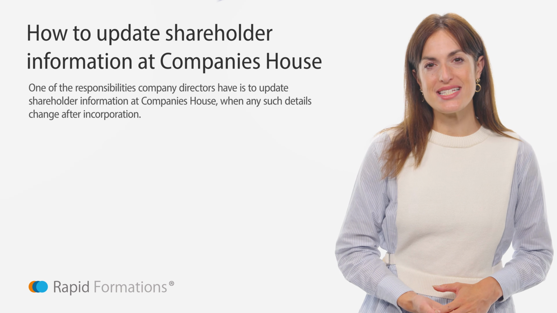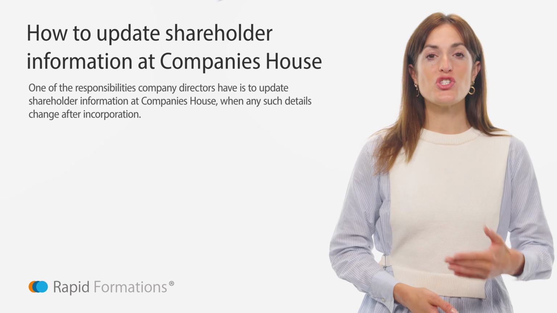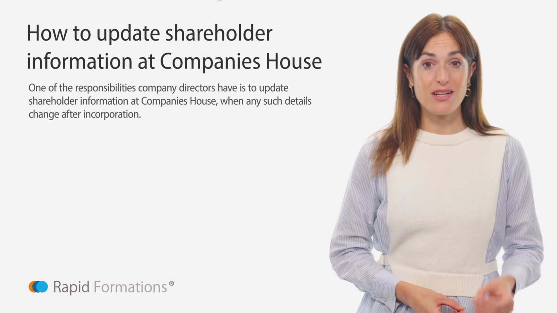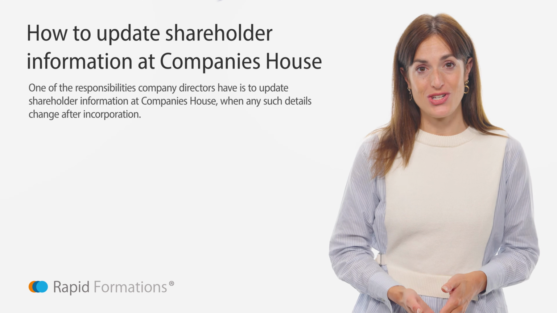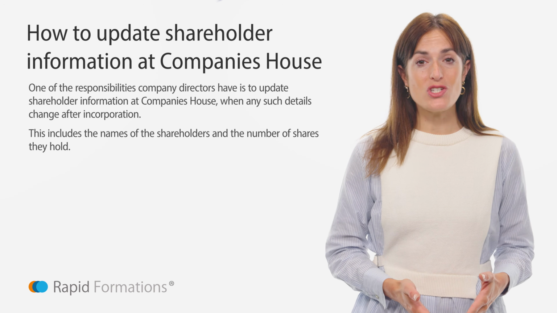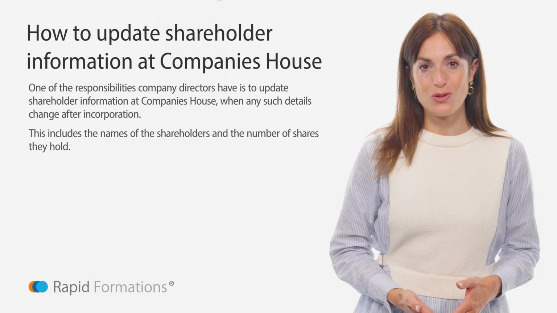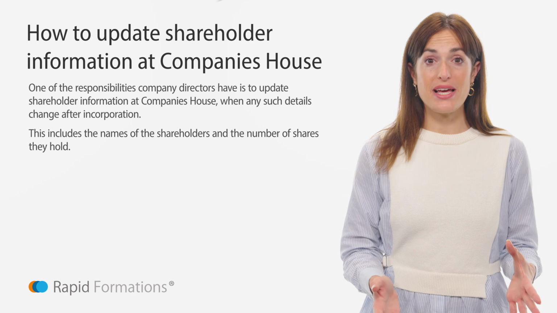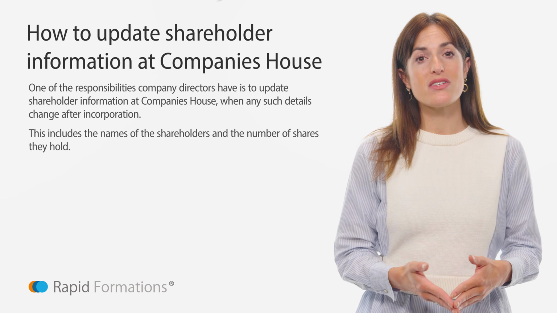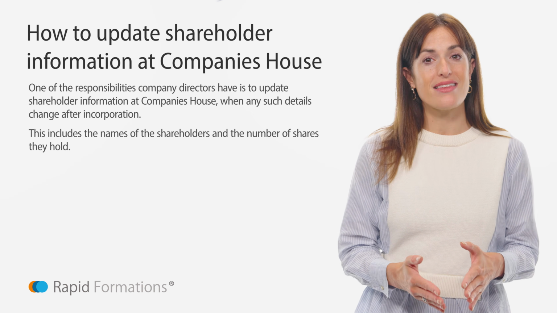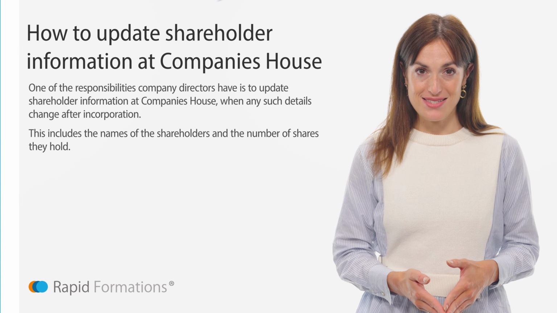One of the responsibilities company directors have is to update shareholder information at Companies House when any such details change after incorporation. This includes the names of the shareholders and the number of shares they hold. This information is displayed on public record, so it must be accurate and up to date to comply with the disclosure requirements outlined in the Companies Act of 2006.